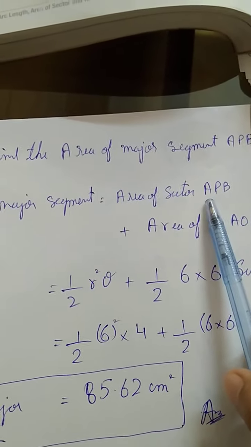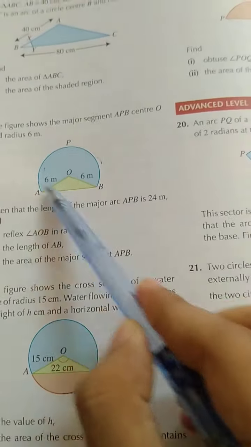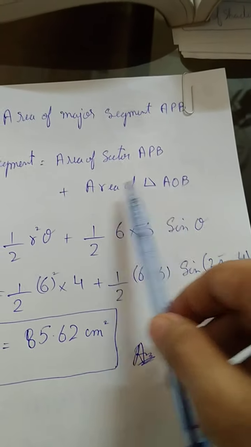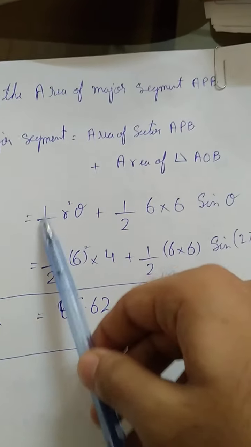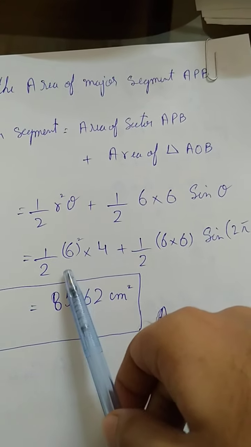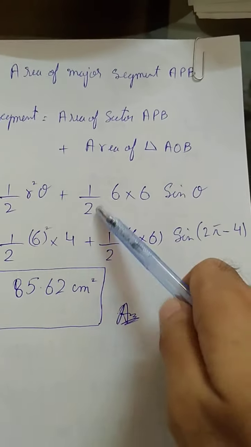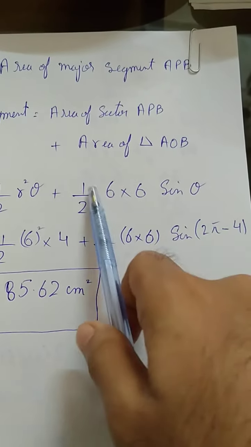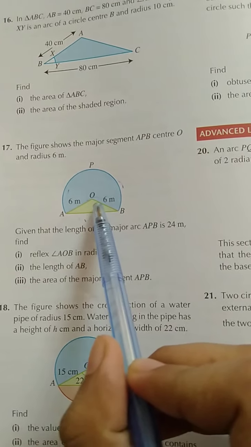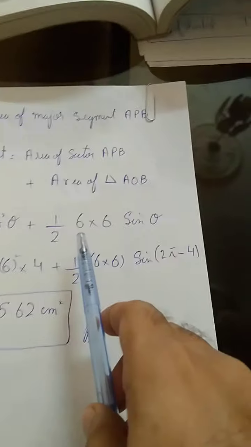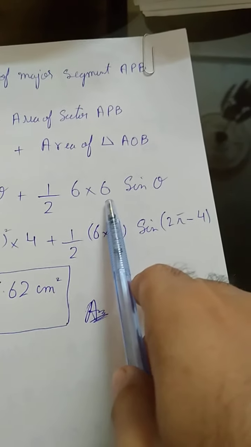For that, we will first find the area of the major sector, which is the one in blue only, plus the area of the triangle. So we have to find the area of triangle AOB, and then add both of them, because we are finding the entire area. The sector area is very easy, 1/2 r square theta. R is the radius, 6 square, and theta is 4. Here we will use the formula for the area of the triangle, 1/2. The two sides which make the angle, 6 and 6, are multiplied: 1/2, 6 into 6, and sine theta.